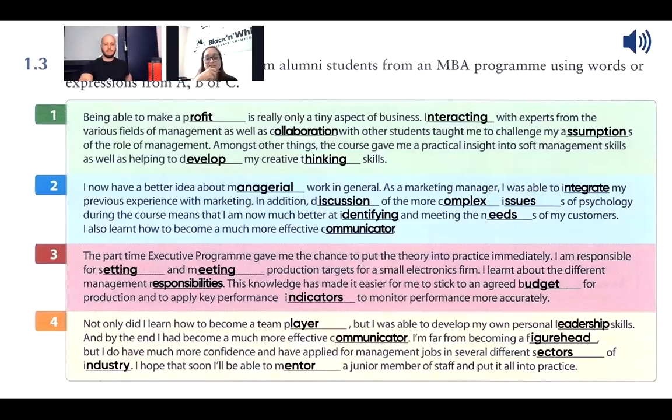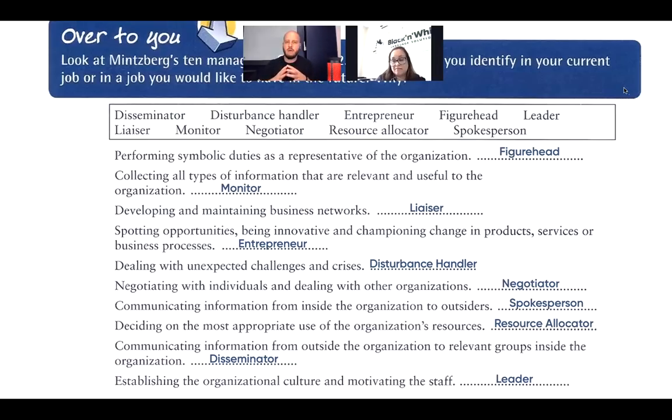Player, leadership, communicator, figurehead. Careful here, Míriam. Figurehead. Sectors, industry, and manner. All right. Very good, Míriam. What I want to know from you now is which roles here give more feedback?